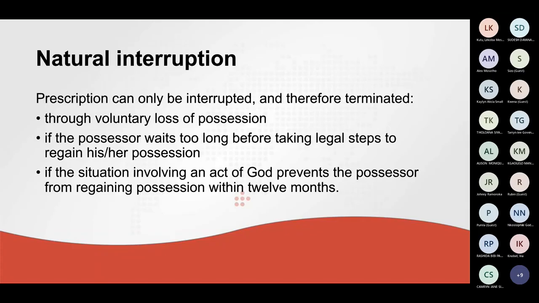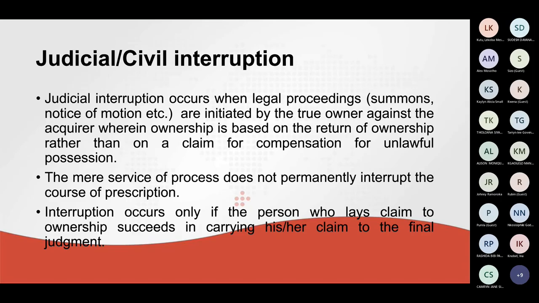If the possessor waits too long before taking legal steps to regain his or her possession. If a situation involving an act of God prevents the possessor from regaining possession within 12 months. An example of judicial interruption occurs when legal proceedings such as a summons or a notice of motion are initiated by the true owner against the acquirer, wherein ownership is based on the return of ownership rather than on a claim for compensation for unlawful possession.